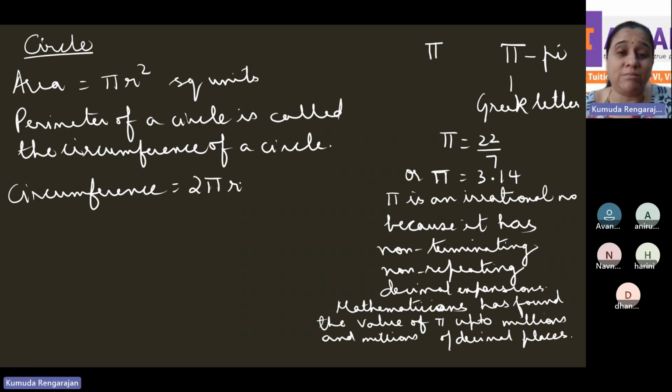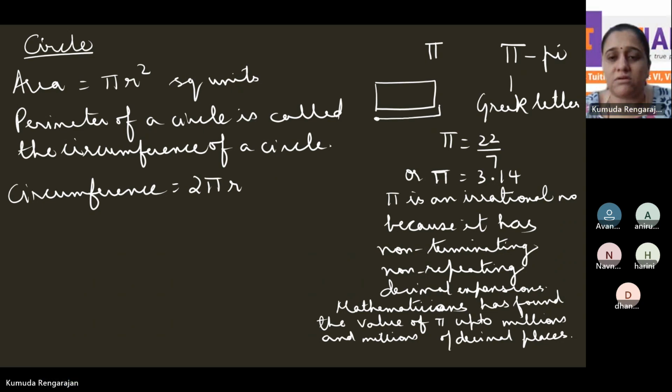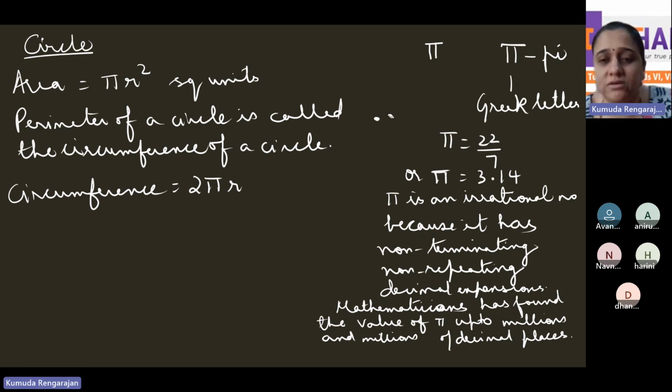And we know that perimeter is the length of the boundary. What is perimeter? The length of the boundary of the closed figure. Now, when we say perimeter of a rectangle, you start running from here. What is the perimeter of the rectangle? The distance from here. You go around it and you come back to the starting point. The length of the boundary of the closed figure is called the perimeter.